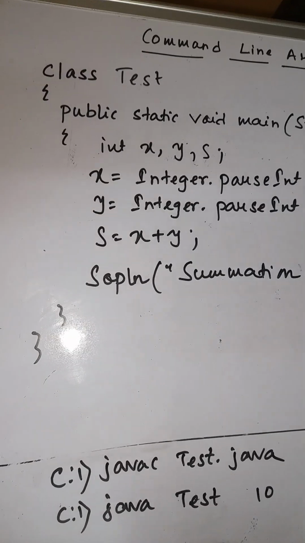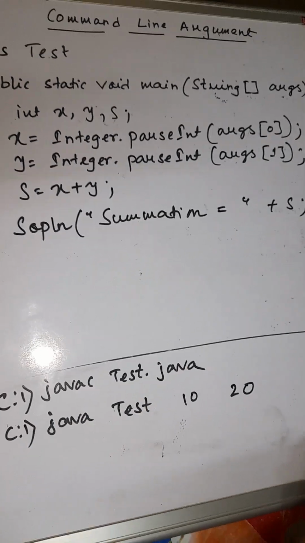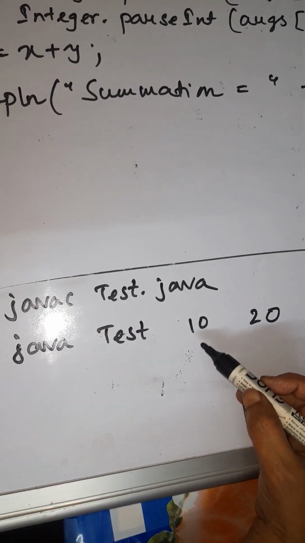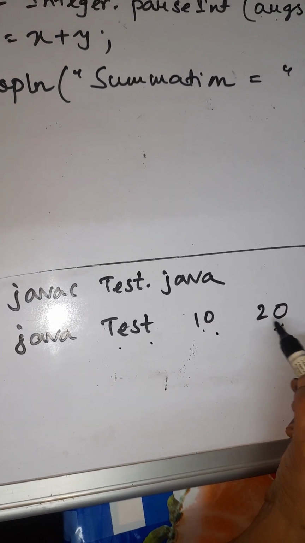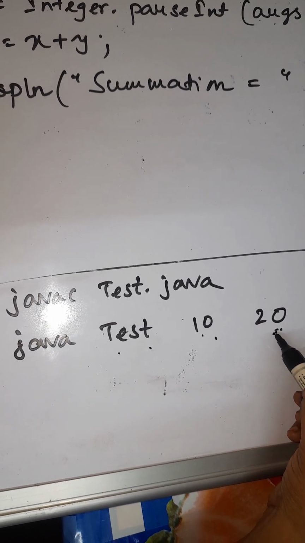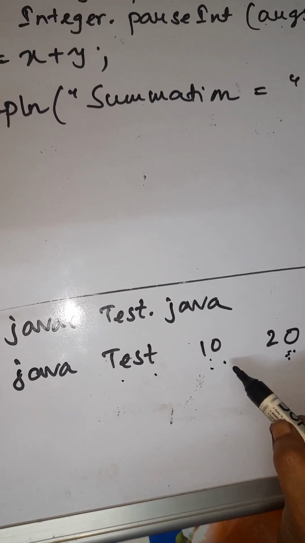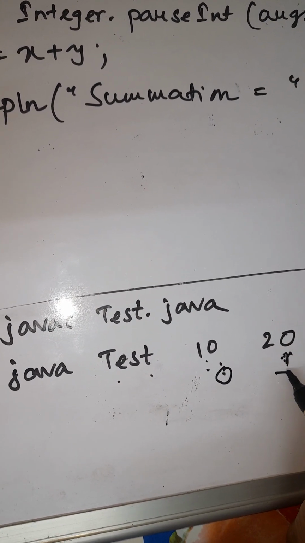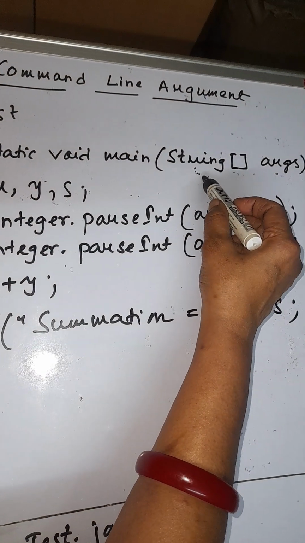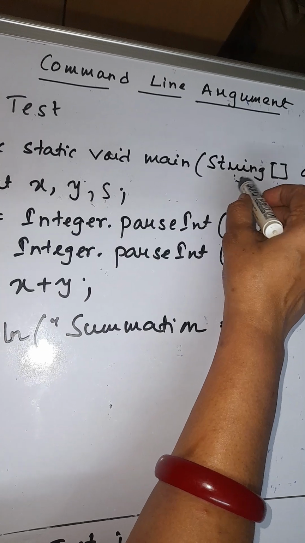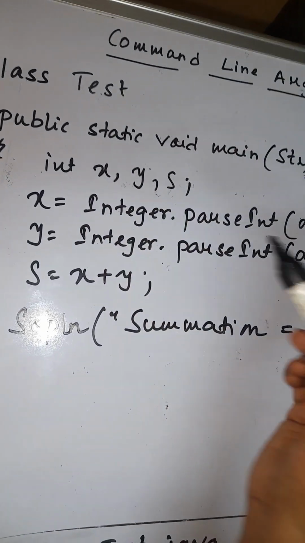Clear? Now the next part: if you want to do the summation of two values which you pass through the command line argument. So Java test 10 and 20, these two values I want to pass through the command line argument, and then I want to do the summation. So how to do? These two arguments are the 0th position and the first position, and they will pass the values as a string within the string ARGS, right? So you should convert it into the integer type of variable, otherwise you can't do the summation.